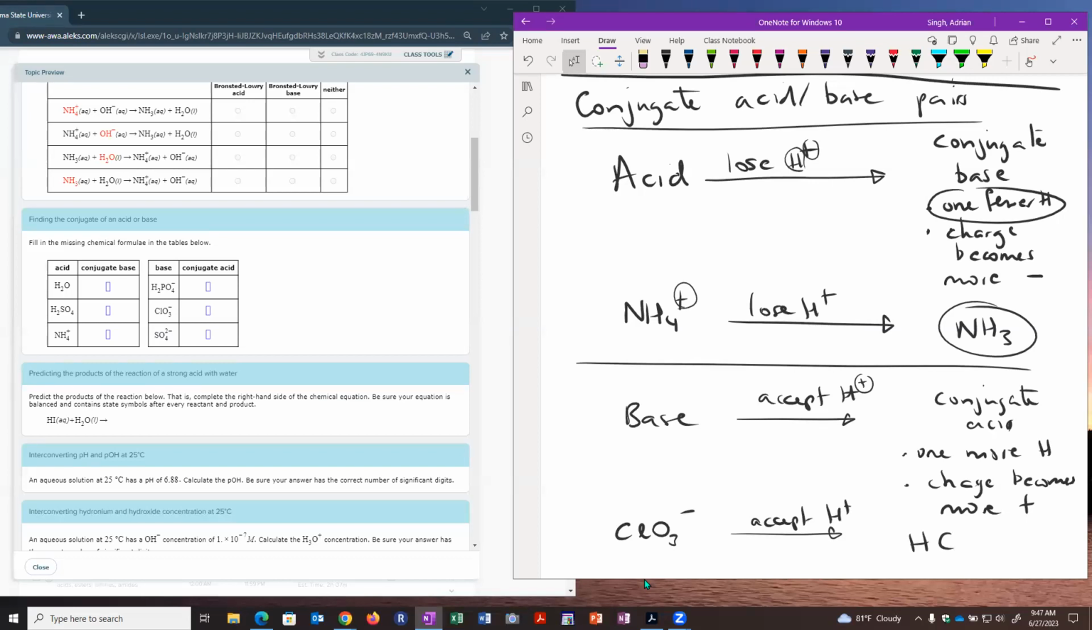So HClO3, nothing else changes, right? All we're doing is we're adding an H here to it. And we're adding not just an H, but an H plus. So obviously the positive charge will cancel out the negative charge to give us a charge of 0, right? So here the charge does become more positive. It goes from -1 to 0.